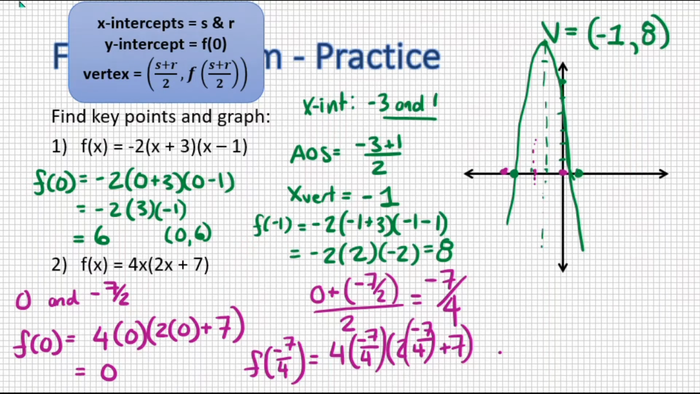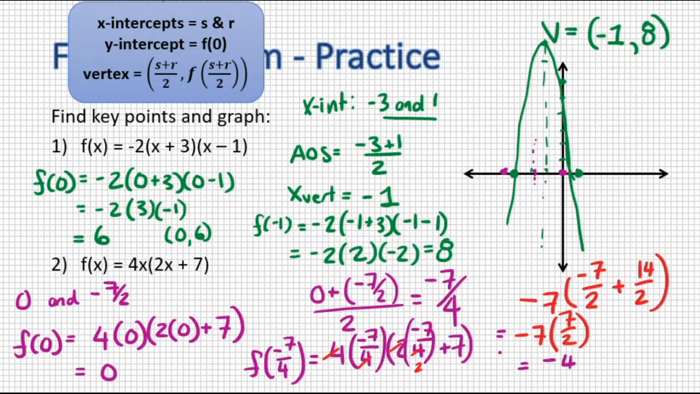I'm going to switch to red for a second. These will cancel, and I'll have negative 7 in front. 2 becomes 2. So I've got negative 7 over 2 plus 7. So in anticipation of fraction math, I change 7 over 1 into a fraction over 2, plus 14 over 2. And I get negative 7 times 7 over 2. Back to purple as we're getting close. So that means it's negative 49 over 2.